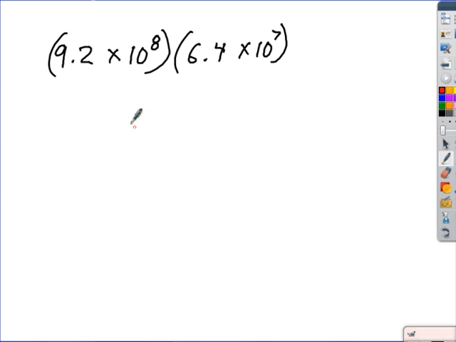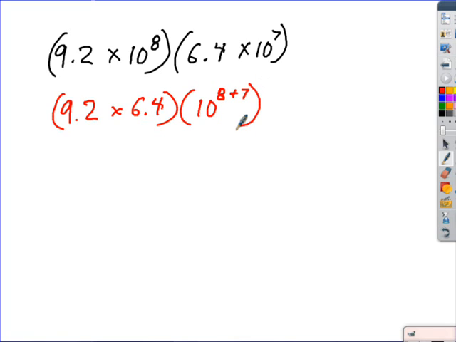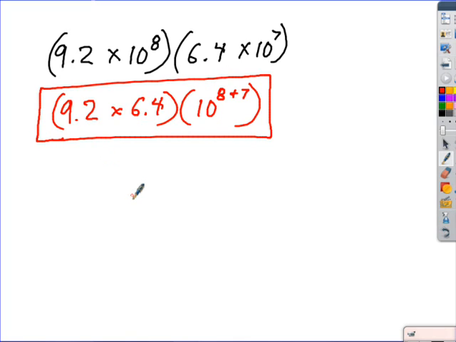Let's practice one more. You see two scientific notation numbers. They're being multiplied. You just saw what to do. Go ahead and hit pause if you need to. Work this problem out, and then hit play, and here we are back. You'll see it's 9.2 times 6.4. All that is multiplied times 10 to the 8 plus 7. That is what is happening. That is the mechanics of what takes place. You multiply the first two numbers, and then you multiply the powers of 10, and really when you do that, you just add the exponents.